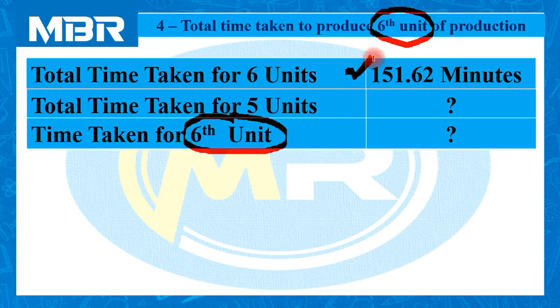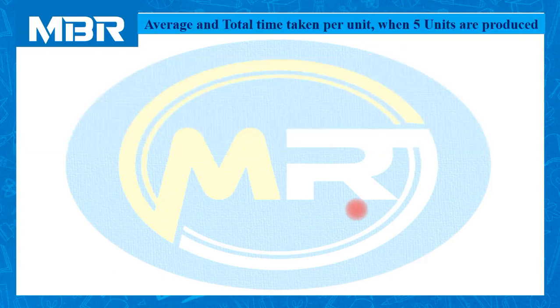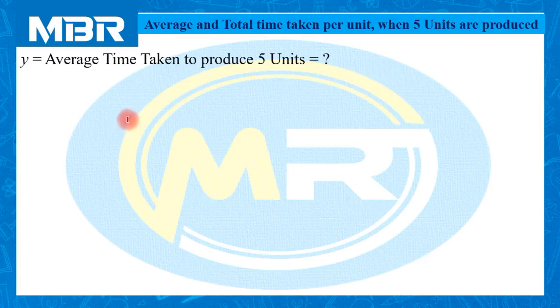But suppose it is given by the examiner that we need total time taken to produce the 10th unit of production. It means we need to calculate total time taken for 10 units and total time taken for 9 units. So it will increase your work. But here, out of these two, one is ready made. So we need to calculate total time taken to produce 5 units, and it is very simple, nothing more than a repetition of the process. So let us calculate total time taken when 5 units are produced.